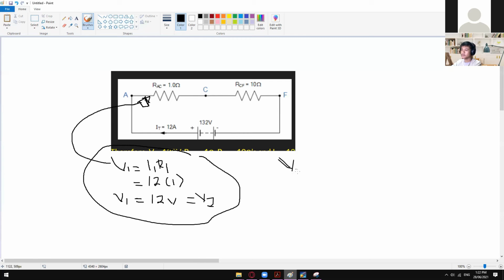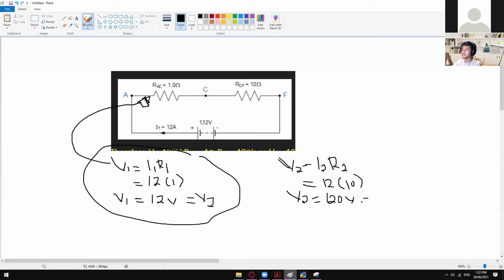So we have V2, let's say this is your second voltage drop, is equal to I2 times R2. Okay, let's just say that this RCF is your R2. So I2 is still 12 amps, okay, since again we have a series connection. So all of your values of your currents are the same. So I2 is 12 and R2 is 10. Okay, so V2 is now equal to 120 volts.